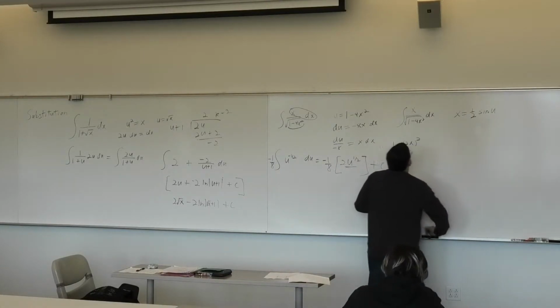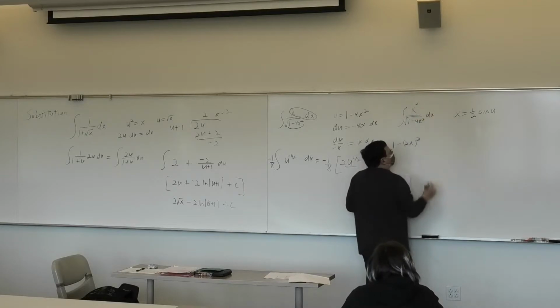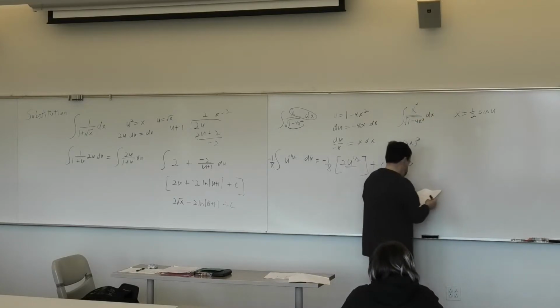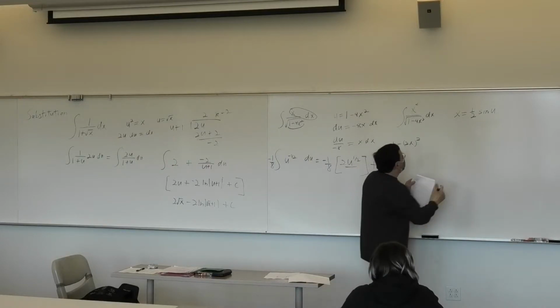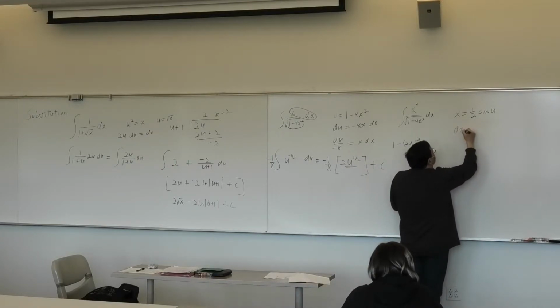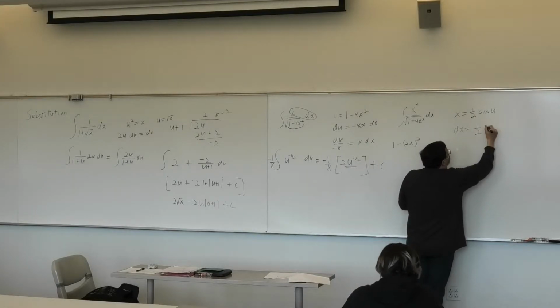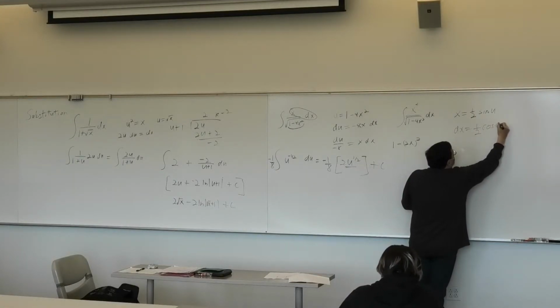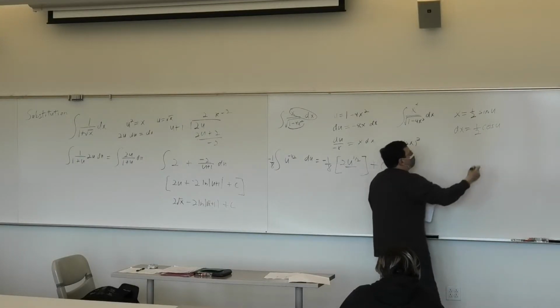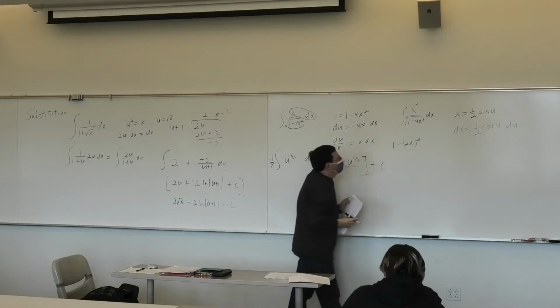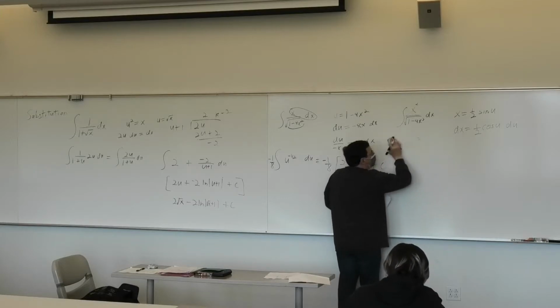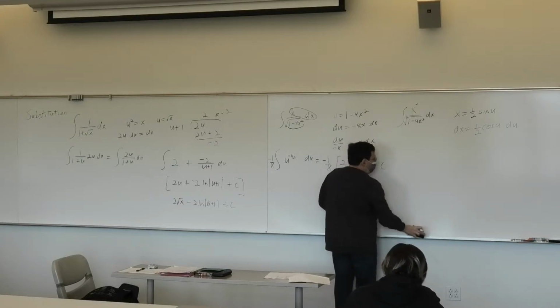All right, that doesn't mean this is going to work. We still have this x dx to worry about, so let's see what happens here. dx is 1/2 cosine of u du. All right. So let's see what happens when we plug this all in.